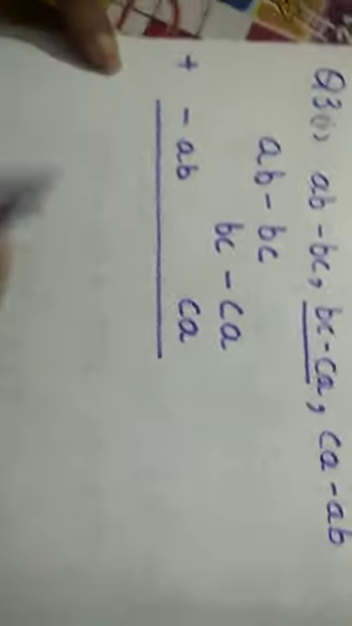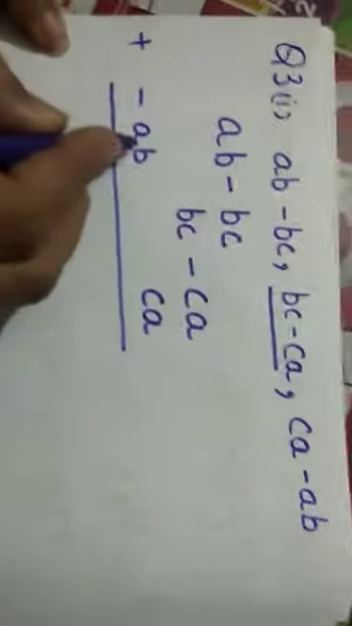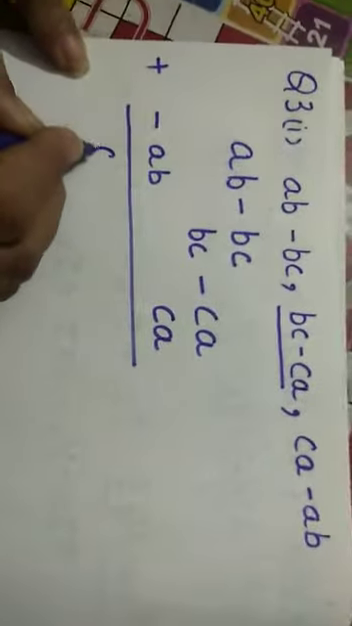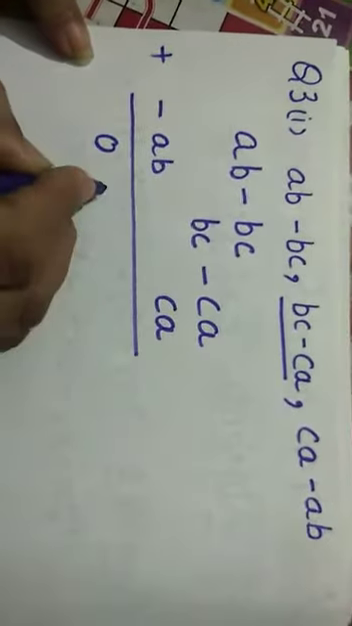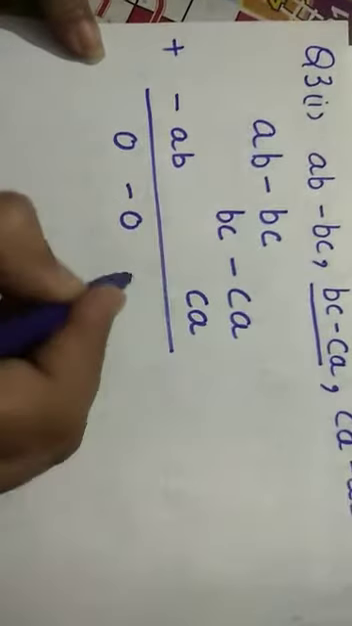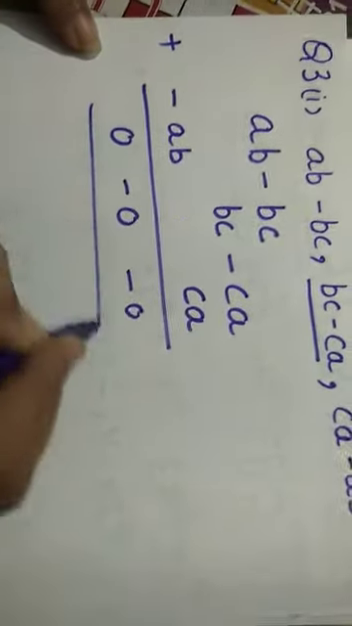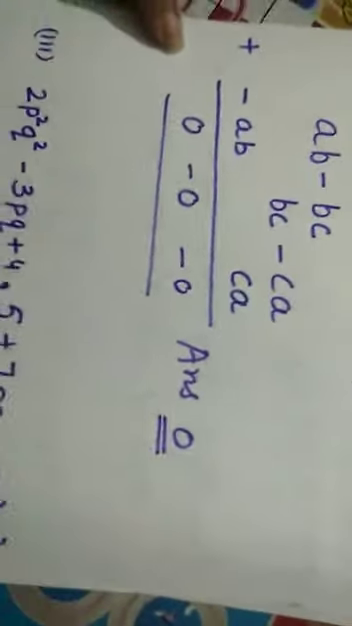Now we have to add this. One positive, one negative, it means 0. Again one positive, one negative, result will be 0, and same way here also. So the answer of this question will be 0.